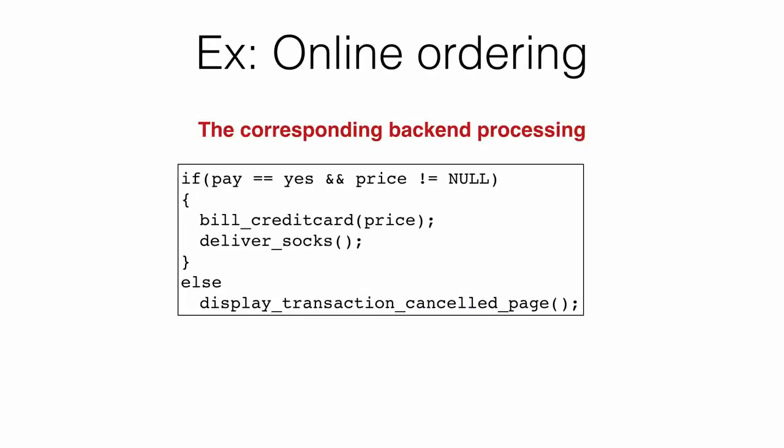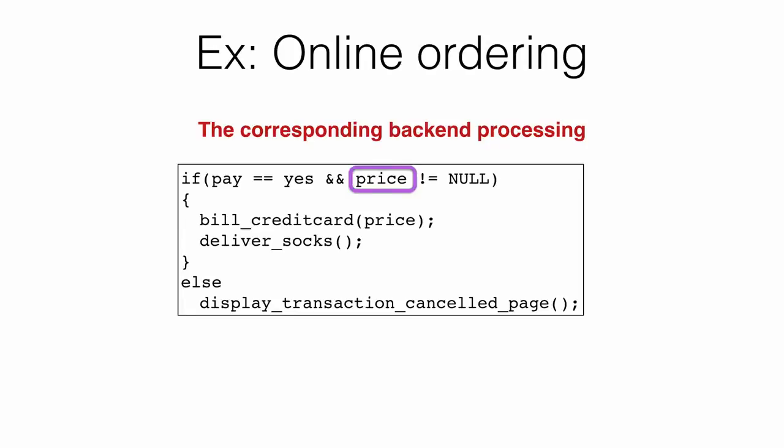Now here's the PHP code on the back end at the web server that will receive this web request, and it will pull out the form field values, pay, that this was a pay request, and price, and as long as the price was not null, it will debit the credit card that amount and deliver the socks.